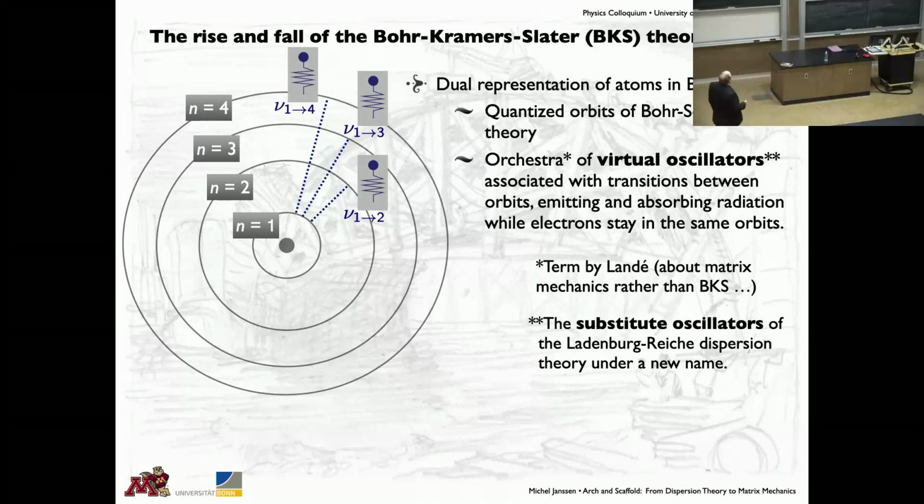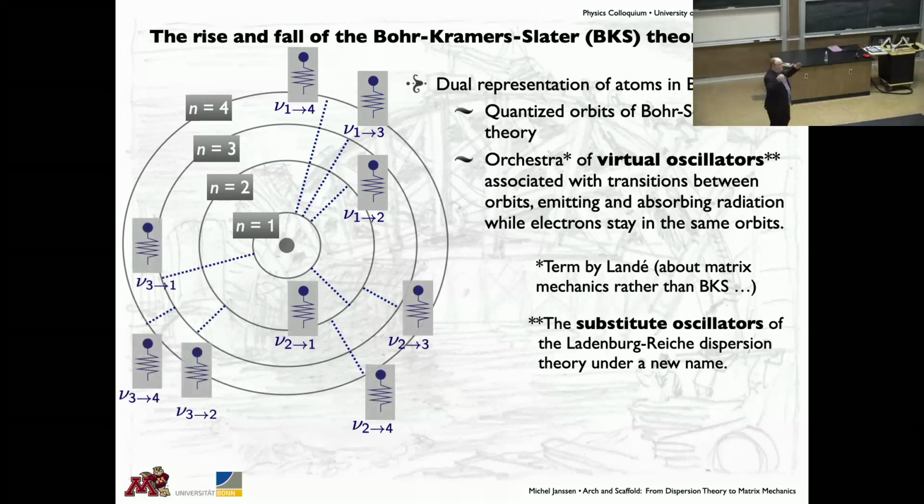So this is for orbit number 1. For orbit number 2, you can jump to the lower one or higher, so you have 3 more. For orbit number 3, you have a whole bunch of these virtual oscillators, an orchestra of virtual oscillators. Now, what's interesting is that Landé introduced this term not for BKS, but for matrix mechanics.